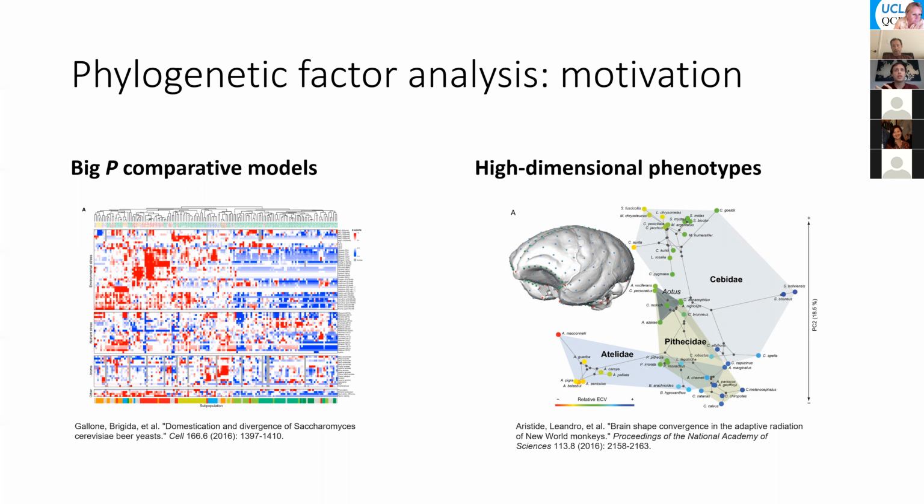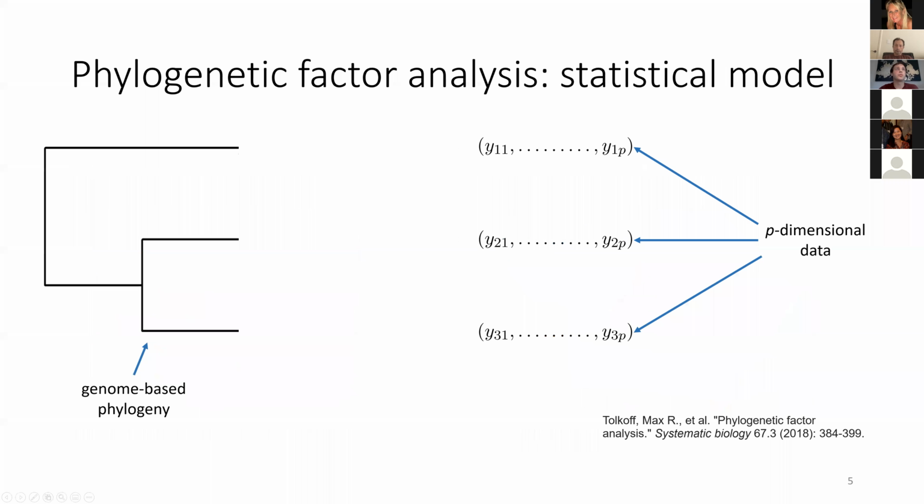The solution to this problem is what is known as phylogenetic factor analysis, or at least that's one solution to this problem. This was developed by one of Mark's former graduate students, Max Tolkoff. Basically, it's like a normal latent factor model, except that we have this phylogeny over there on the left. We've got our phylogeny, and we have our p-dimensional data, where p is some big number.